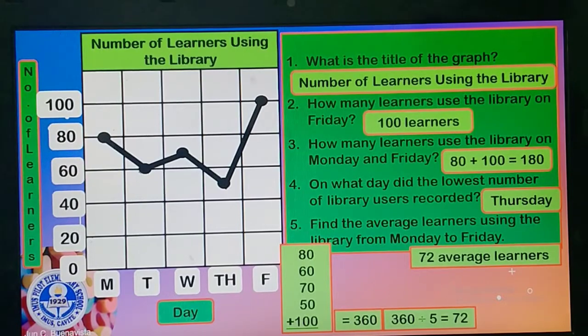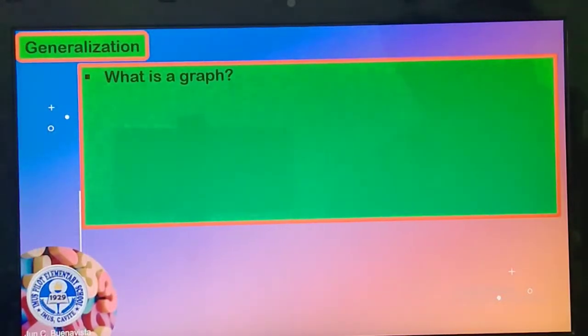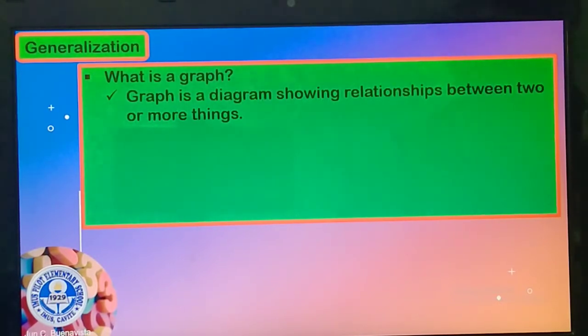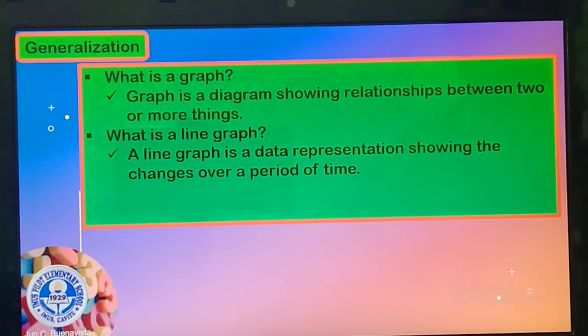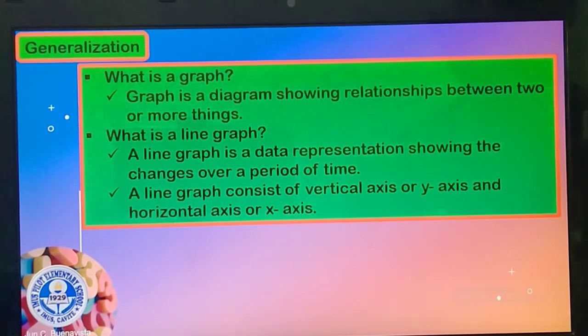Any questions? Okay, there is none. Again, what is a graph? Alright, so a graph is a diagram showing relationships between two or more things. What is a line graph? Okay, a line graph is a data representation showing the changes over a period of time. And in a line graph, class, we use points and a line to show the data presented. A line graph consists of the vertical axis or y-axis and the horizontal axis or x-axis.